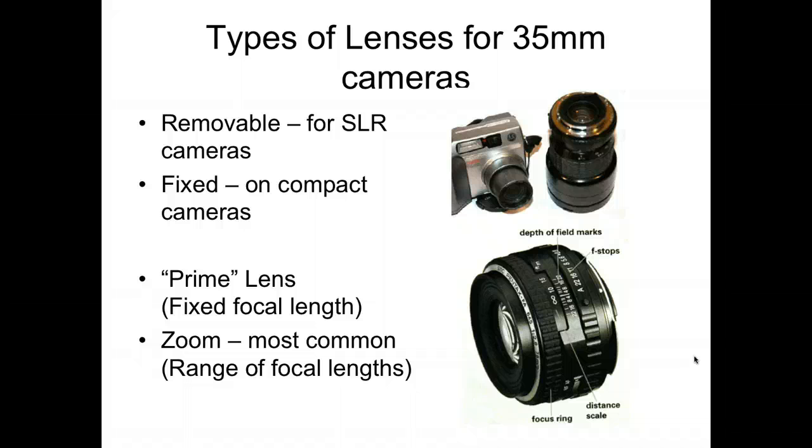Then we have two different types of lenses that are removable. We have a prime lens, which is a fixed focal length.